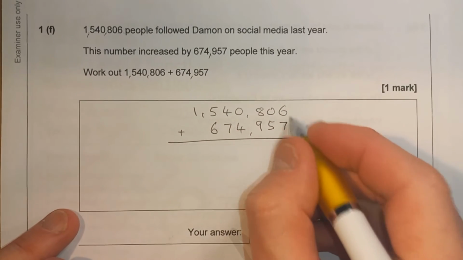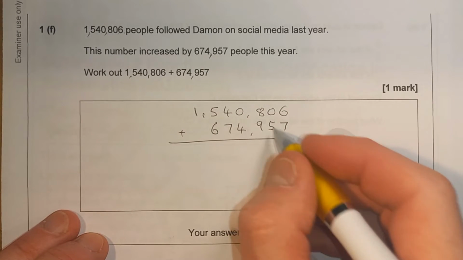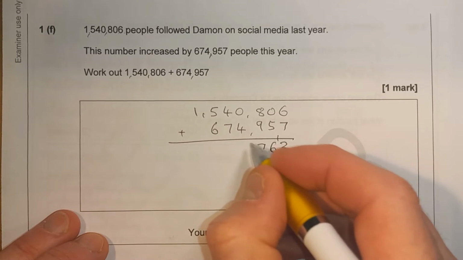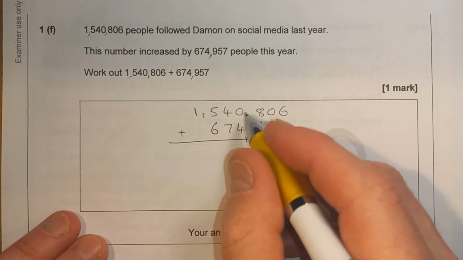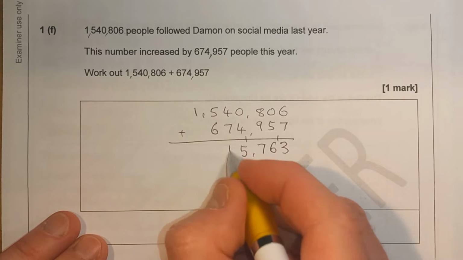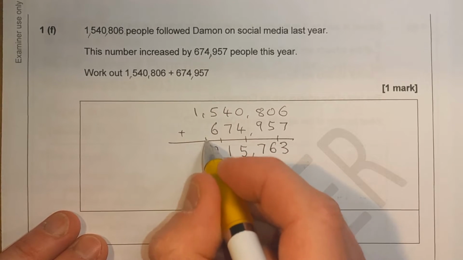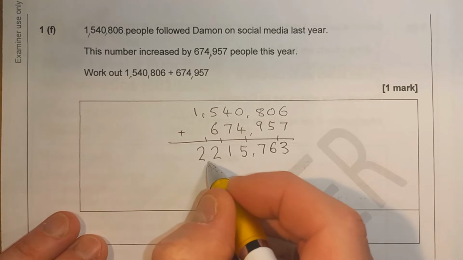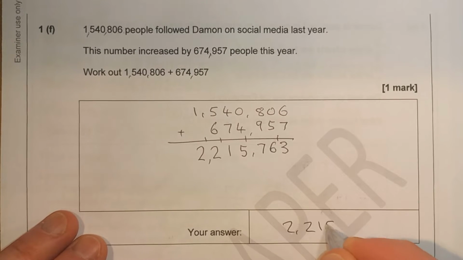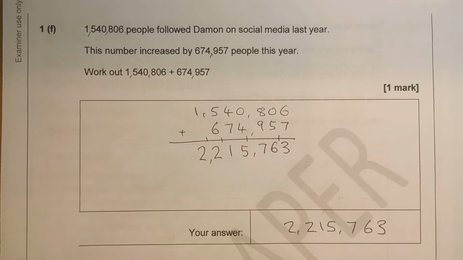So 6 plus 7 is 13, 3 carry the 1. 0 plus 5 is 5, plus 1 is 6. 8 plus 9 is 17. 0 plus 4 plus 1 is 5. 4 plus 7 is 11. 5 plus 6 is 11, plus the 1 is 12. And 1 plus 1 is 2. So we've got 2,215,763.